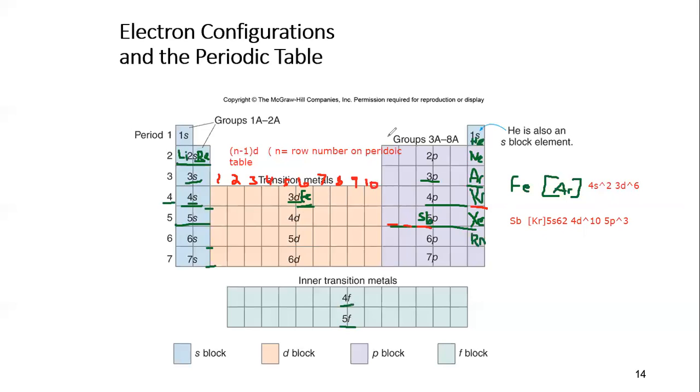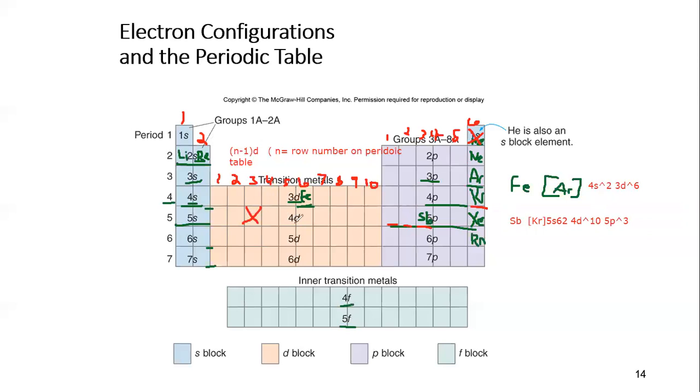The same goes for the p block. It's 1, 2, 3, 4, 5, 6. So again, excluding helium, of course, it tells you the number of electrons for that particular p block element, or d block, and of course s block would be 1, 2. The f block is similar as well, but we don't really delve into the f block that much, so I won't include that here.